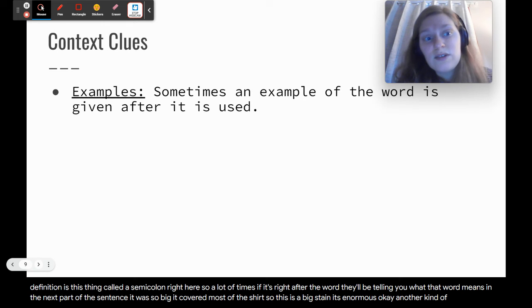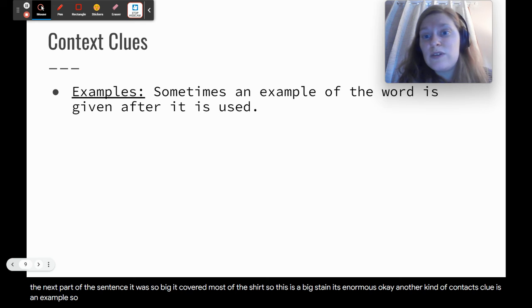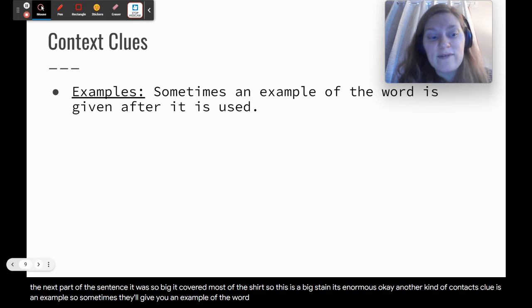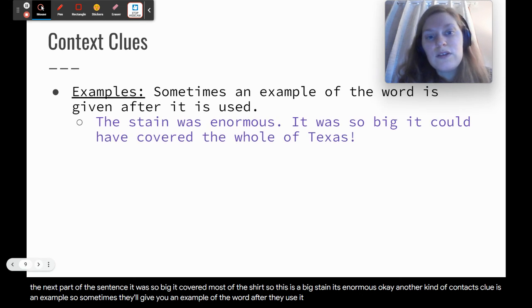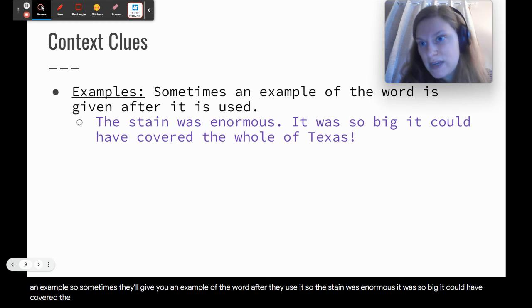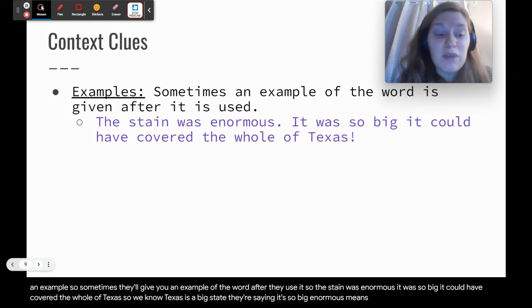Another kind of context clue is an example. So sometimes they'll give you an example of the word after they use it. So the stain was enormous. It was so big, it could have covered the whole of Texas. So we know Texas is a big state. They're saying it's so big, enormous means that it's a big stain.